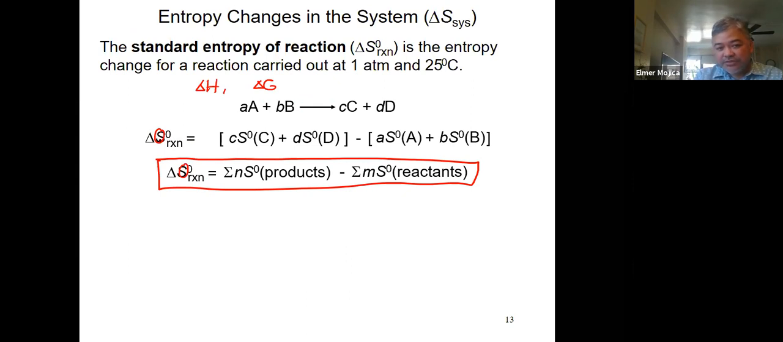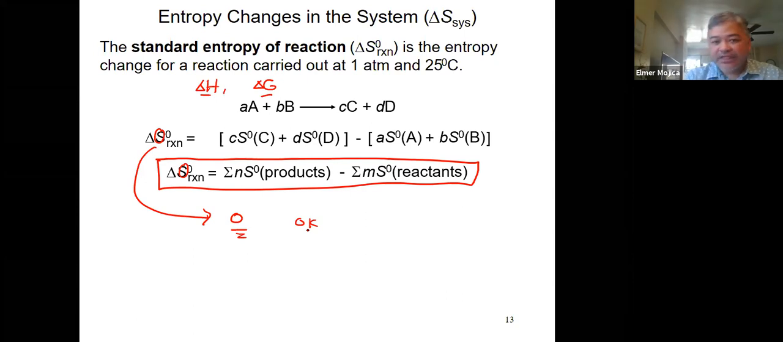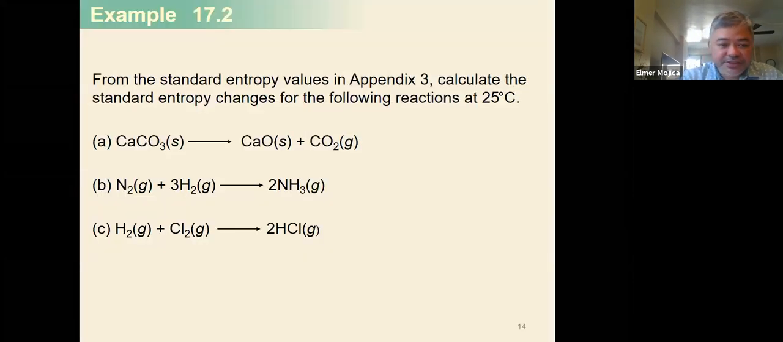So what's the difference of the delta S compared to the delta H and the delta G? You only get a value of 0 for this if you are at 0 Kelvin, unlike the delta H and the delta G, which have values of 0 even at room temperature. So let's try to solve this one.